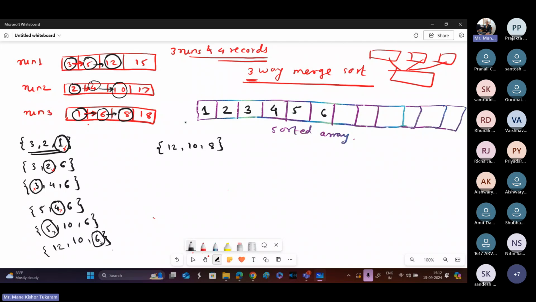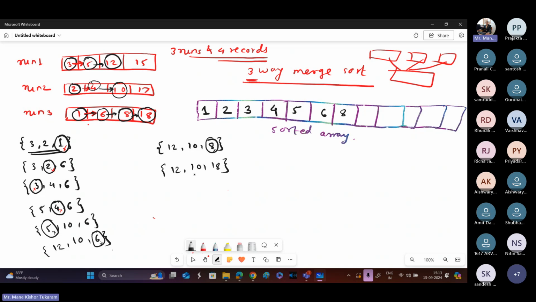Okay. So from this, again, I am just finding the same element, that is 8, as the lowest. That is 12, 10, and 8 means 8 is lowest. So I can just move this particular 8 over here and I can load the next element, that is 18. So my resultant is 18.